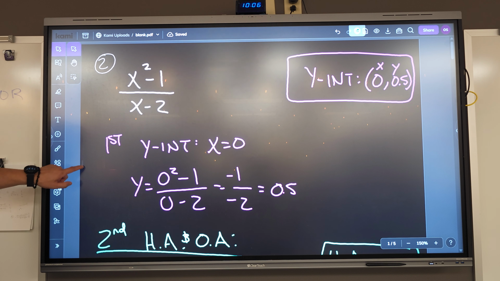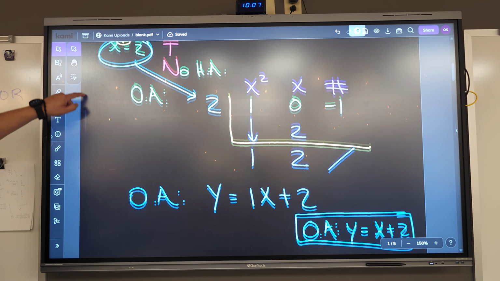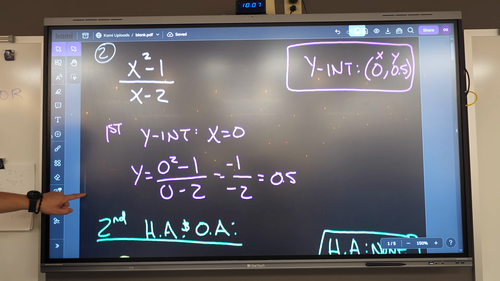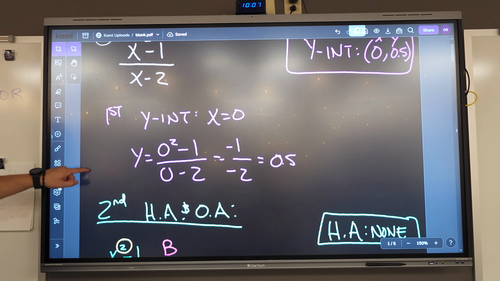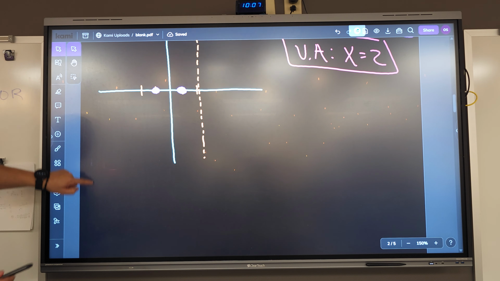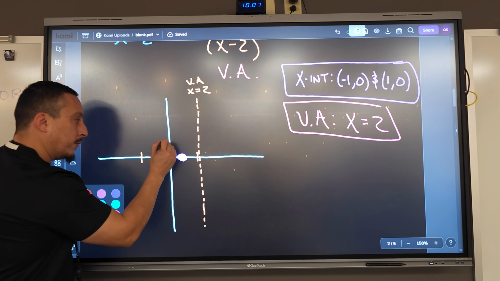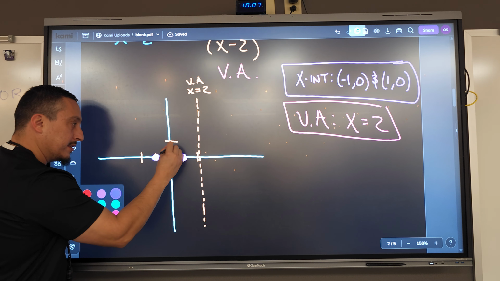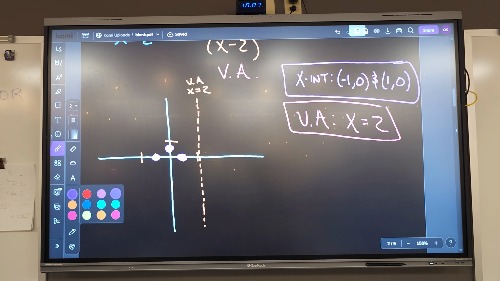What other information did we find? We have no horizontal asymptote. I'll do the OA in just a second. We have a y-intercept at 0.5. Right, so at 0.5, here's 1. So 0.5 would be between 0 and 1. Okay.